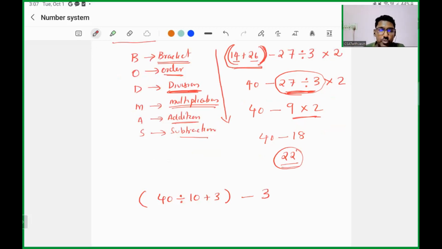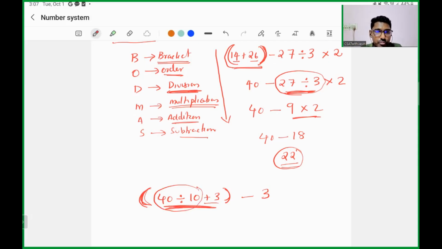So in the BODMAS rule, first you need to do the brackets. But here inside the brackets, again, there are so many things. There is division, there is addition and all. So inside the bracket, you need to apply BODMAS. Here you need to do this division first, and then you need to do the addition. If there are so many expressions inside the bracket, you apply BODMAS inside the bracket also. So this is the BODMAS rule.